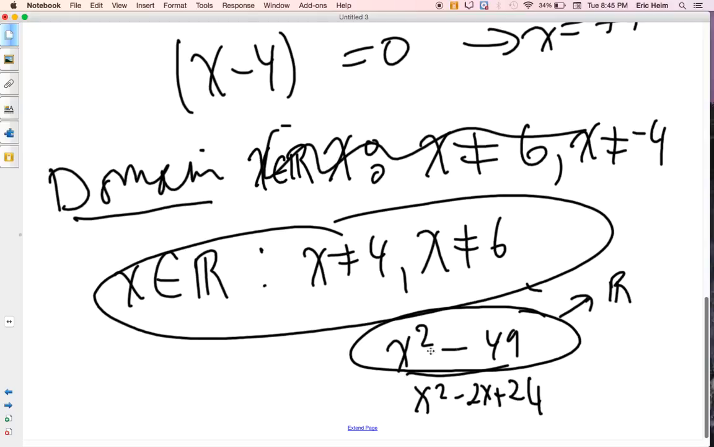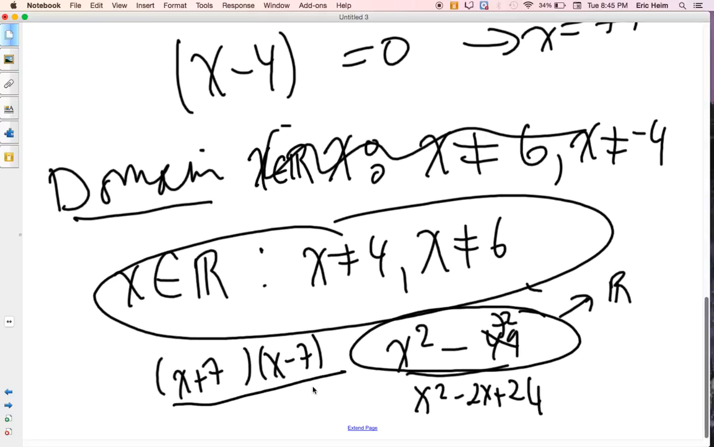I might be wrong. We could factor that, by the way. It could be x plus 7 times x minus 7, because this is the same thing as 7 squared. I always try to look at these things. Is there anything funny about this? Not really. So I think basically we've solved that one. Here's the answer. x is a real number, any real number except 4 and 6.